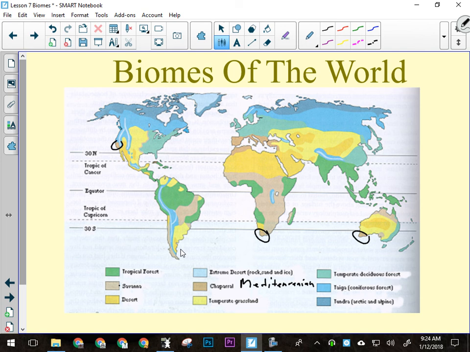The outback is basically all the uncivilized parts of Australia. So it would include several different biomes. But the true desert part is considered to be part of the outback.